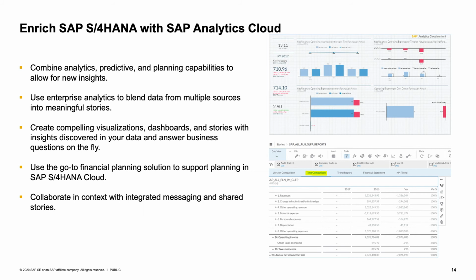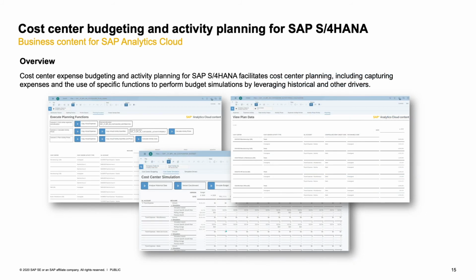Now, S4HANA financial business users might want to make usage of the rich financial planning capabilities and the content of SAP Analytics Cloud. And lastly, SAC offers collaboration tools like chatting or commenting functions and facilitates the sharing of insights with peers. Now, one example of an often used S4HANA financial content inside SAC is the cost center budgeting and activity planning dashboard that we provide also out of the box.